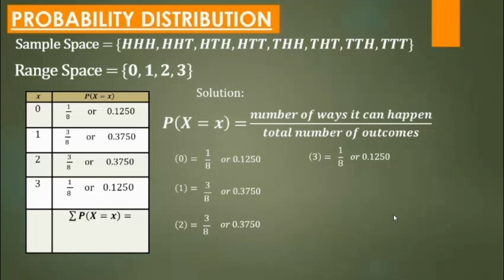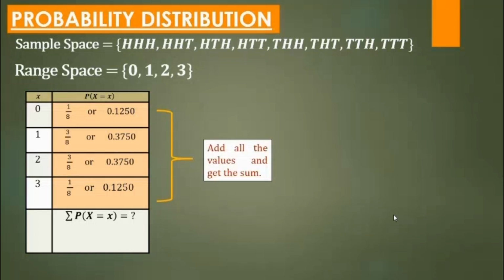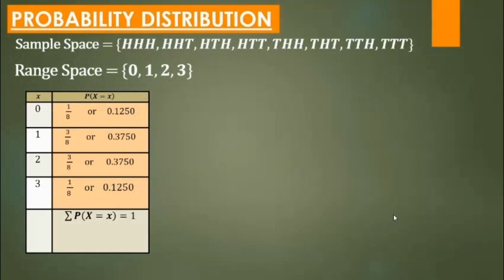So again, in order for you to consider that the given is a probability distribution, you have to get the summation of the probability of random variable x equals x, or the second column. So in order for you to do that, you just have to add all the values and get the sum. Since the summation of P(X = x) is equal to 1, therefore we can say that this is a probability distribution.